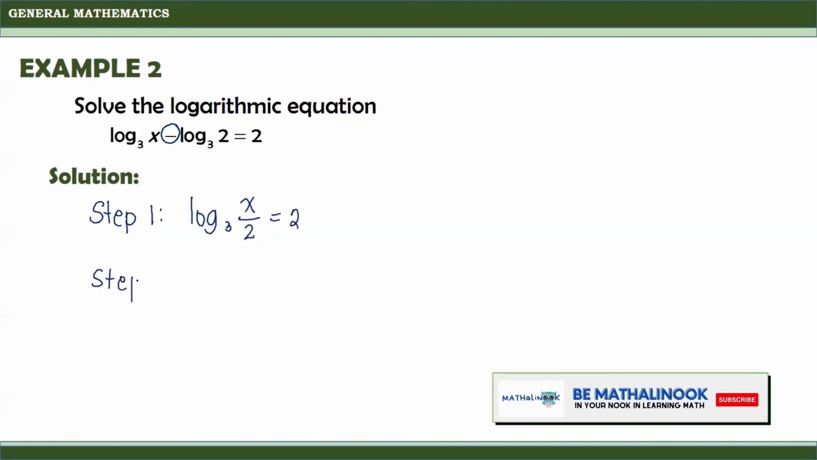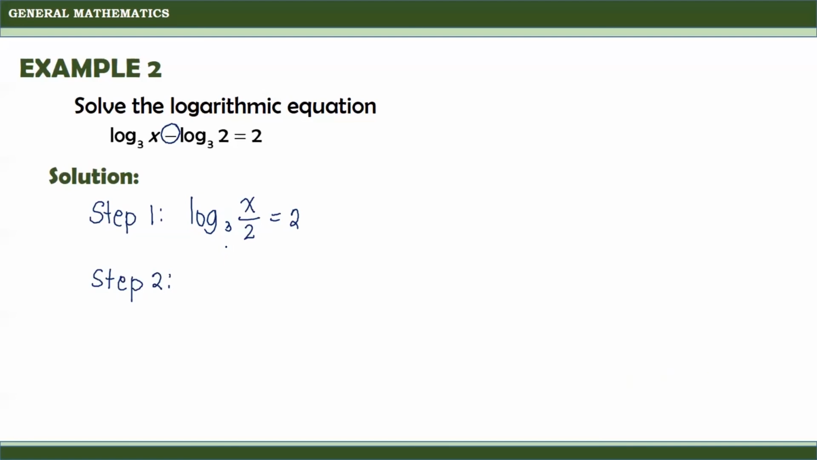Next, for step number 2, express the resulting equation in step 1 into exponential form. To do that, determine the base, the exponent, and the power from step 1. In here, we have the base equals 3, the exponent equals 2, and the power equals x over 2. So writing it into exponential form, we're going to have 3 squared equals x over 2.